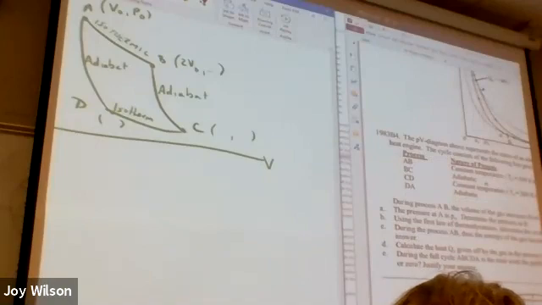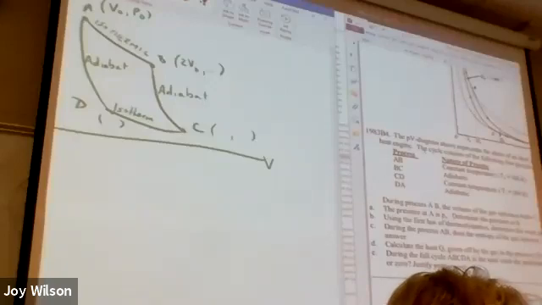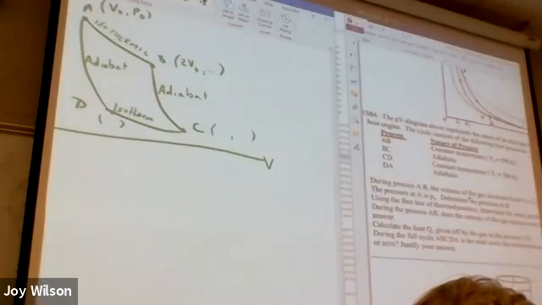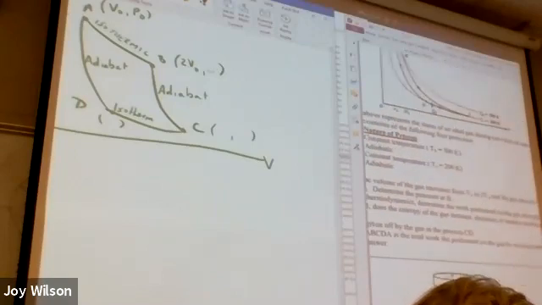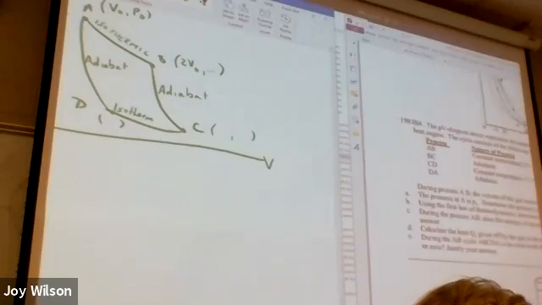Let's go over what kinds of questions they're going to ask, because you're going to see one of these on the test. I just don't know which form it's going to take, but it's going to look like this. They're going to give you a graph and ask you several questions. The first one says, during the process A to B, the volume of the gas increases from V0 to 2V0, which we see, and the gas absorbs 1,000 joules of heat. What is the pressure at point B?